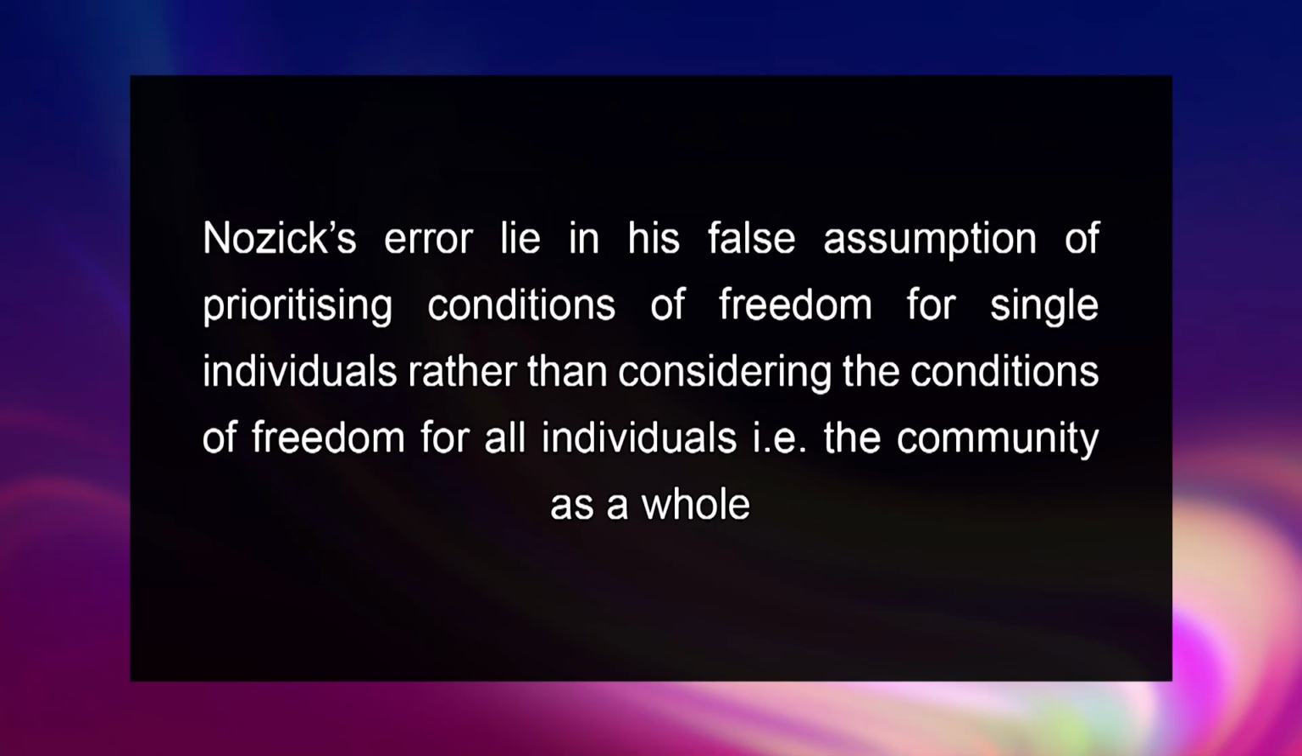Talking about the collective good of human beings is merely to obscure the fact that an individual is being used to benefit another. Here, Nozick characterizes rights to liberty in terms of giving the individual control over certain decisions, and each person may exercise his rights as he chooses, but there is no guarantee of any outcome. It is only a right to the choice of action. Evidently, Nozick's error lies in his false assumption of prioritizing conditions of freedom for single individuals rather than considering the conditions of freedom for all individuals, that is, the community as a whole.